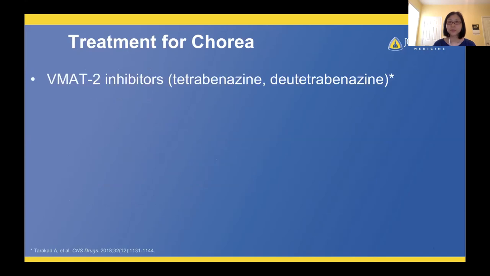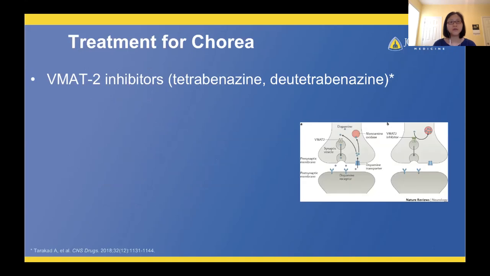So for chorea, first of all, one class of medications we have available are VMAT2 inhibitors, vesicular monoamine transporter 2 inhibitors. And there are two drugs that have been FDA approved here. One is tetrabenazine, and the other is a deuterated form of tetrabenazine called deutetrabenazine. And VMAT2 inhibitors essentially block the transport of dopamine into synaptic vesicles.